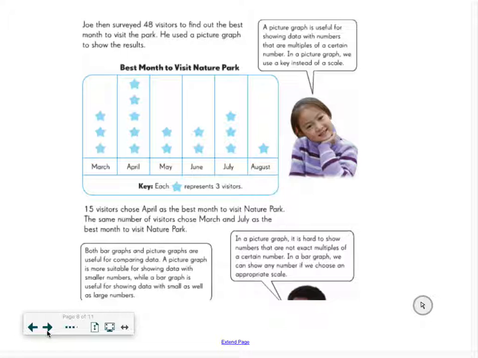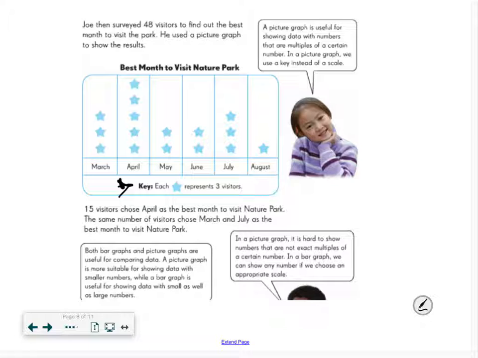This is a picture graph. The most important part of the picture graph is to look at the key because each picture might represent something else. So each picture represents 3 visitors. Picture graphs are really good when the numbers are small and when they are multiples of a certain number.